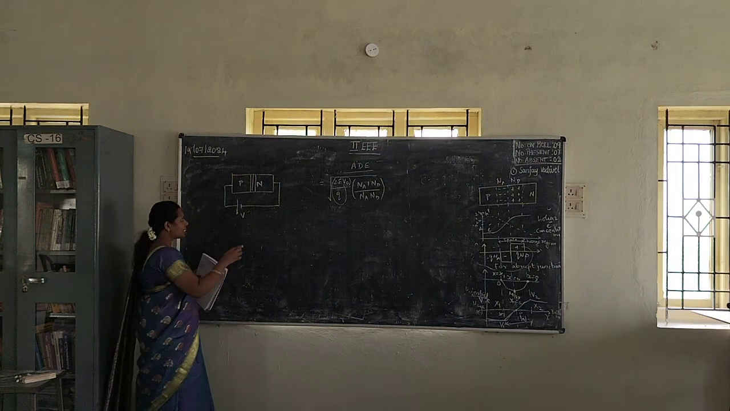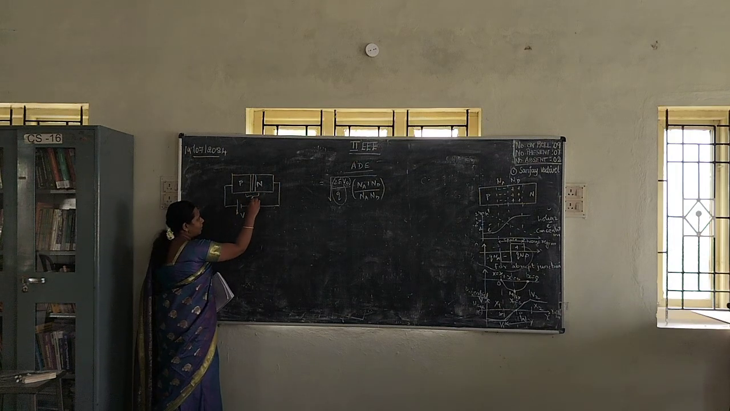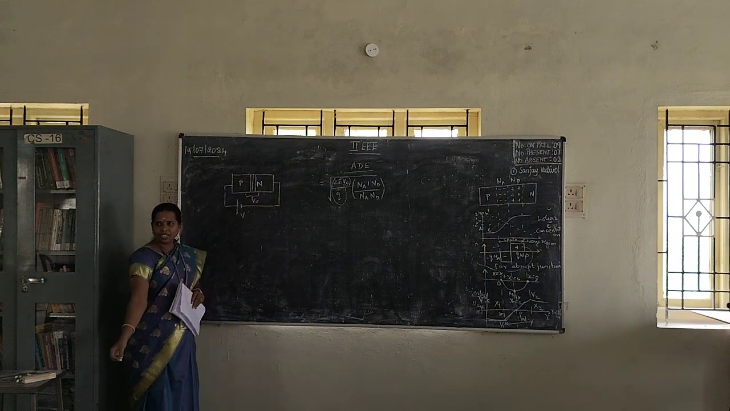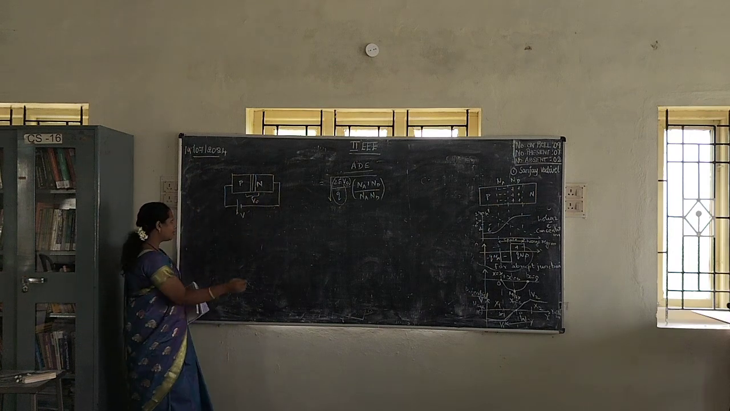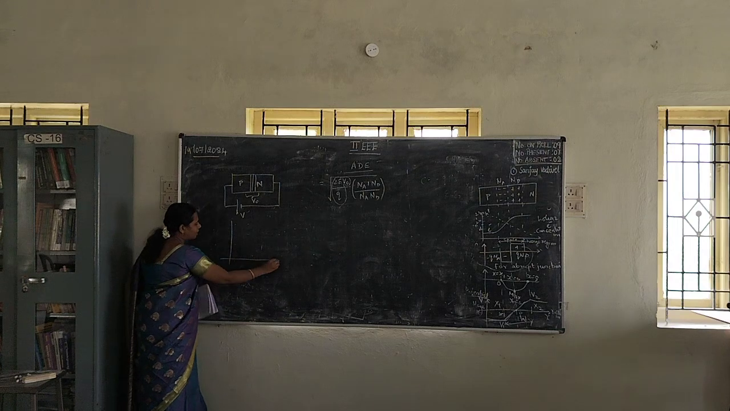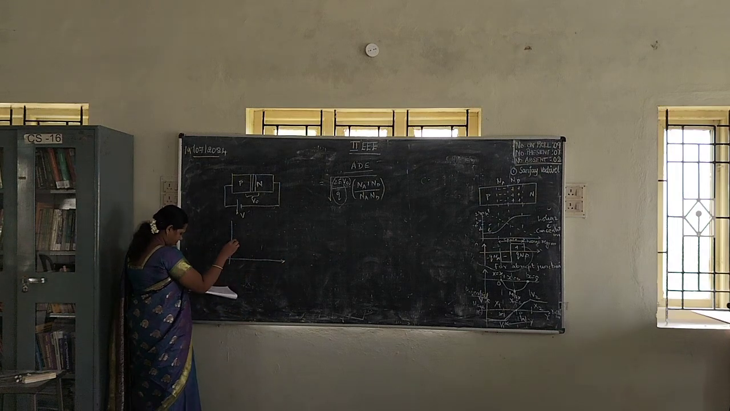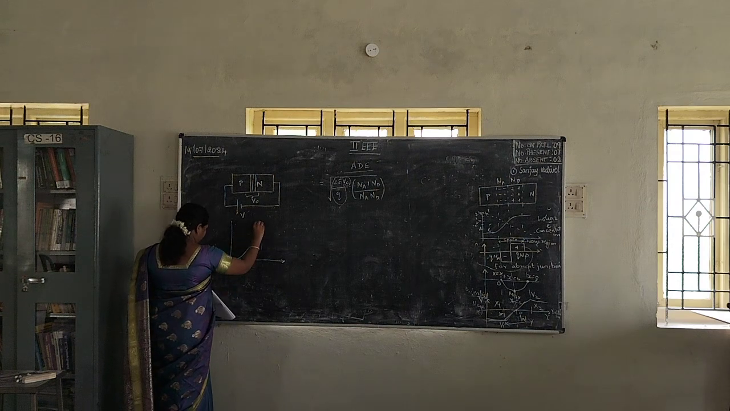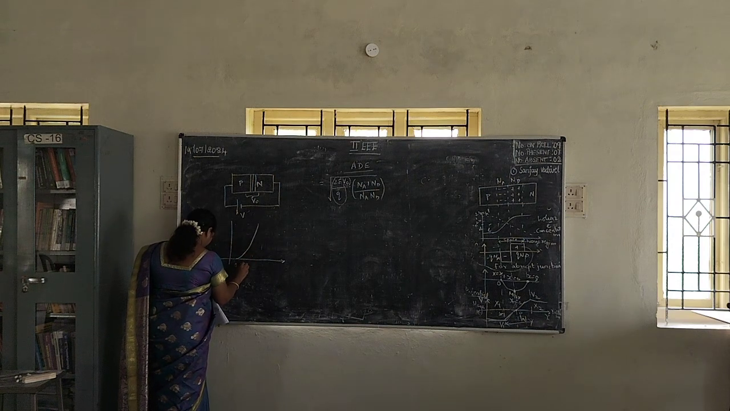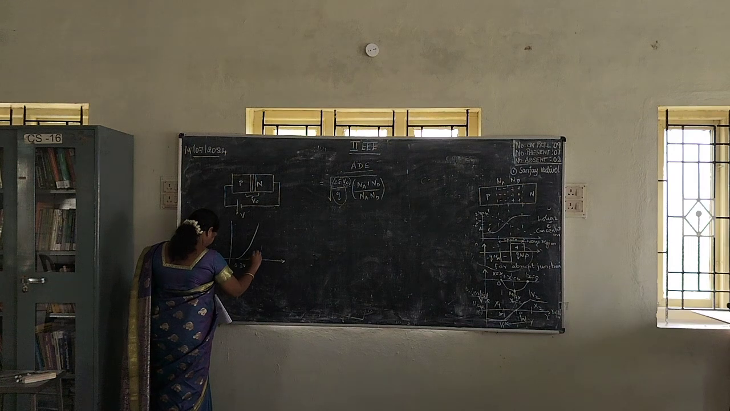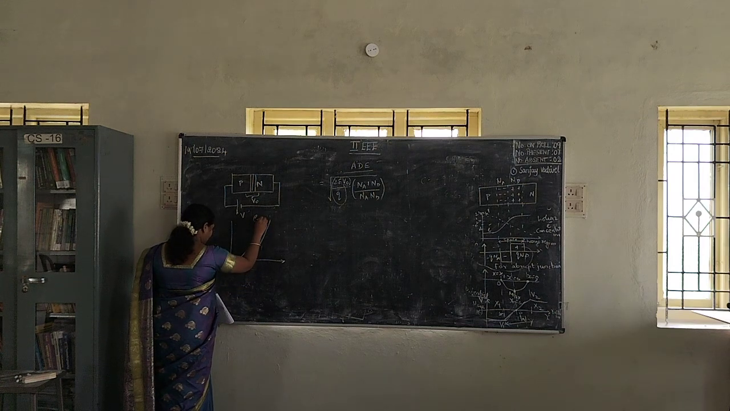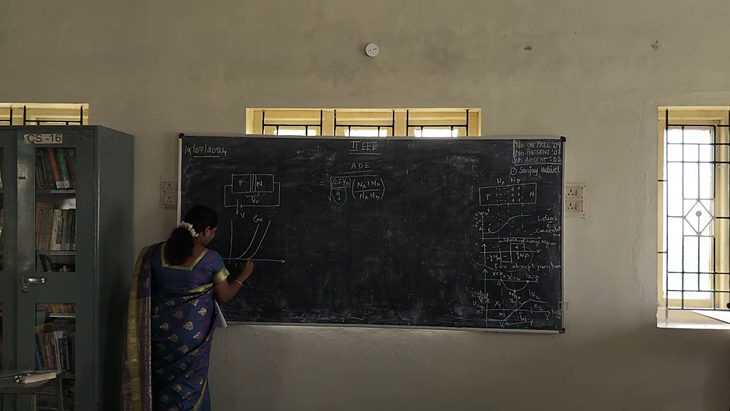So the barrier potential is noted as V knee. So for forward bias characteristics, it is 0.3 volts for germanium and 0.7 volts for silicon.